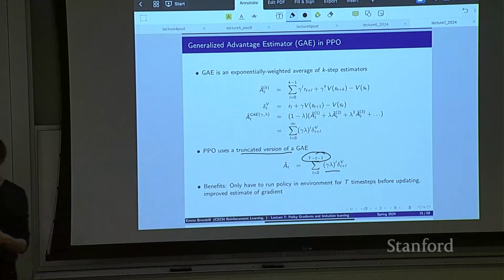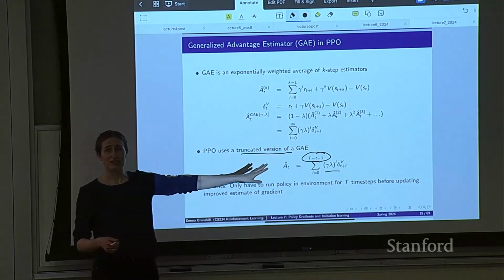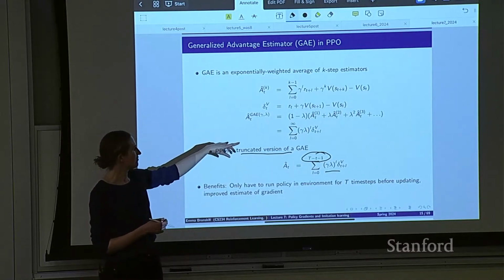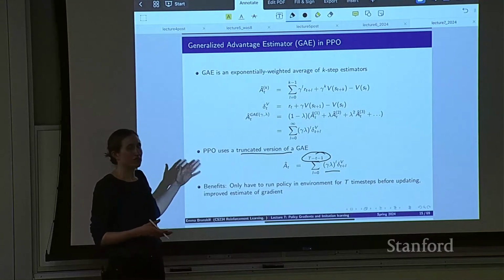Remember one of the benefits of temporal difference learning compared to Monte Carlo is that you can update your estimate after every step. The problem with the advantage estimator that is defined here is you still have to wait till the very end to update your estimator, because you need your advantage with near infinity, and then you're going to weigh all of them. So you don't actually want to do that in practice.